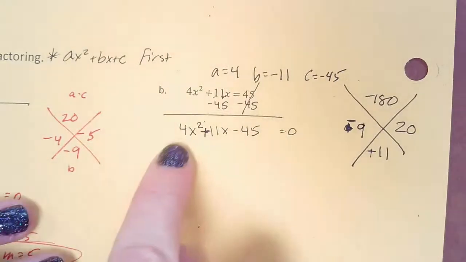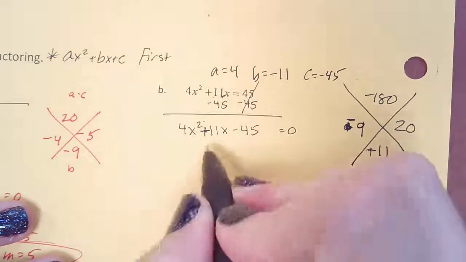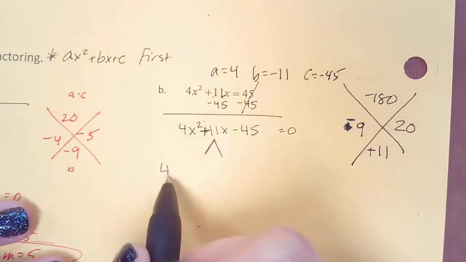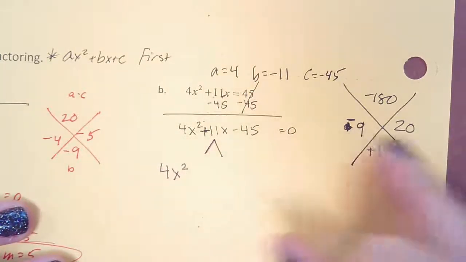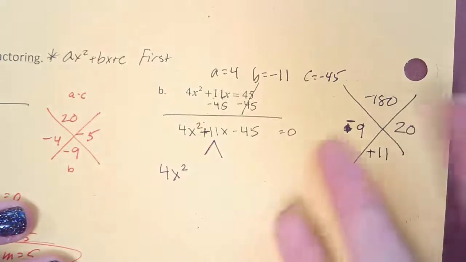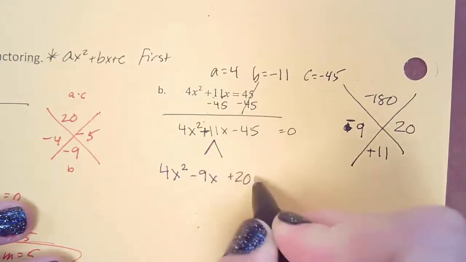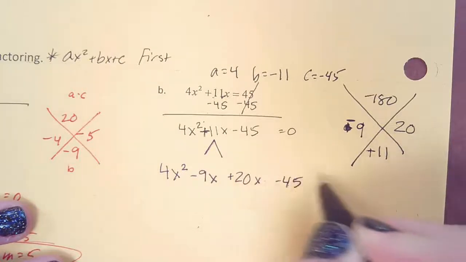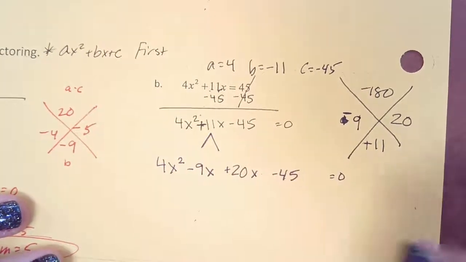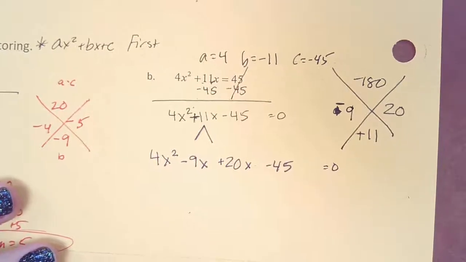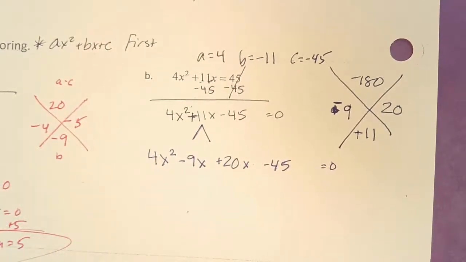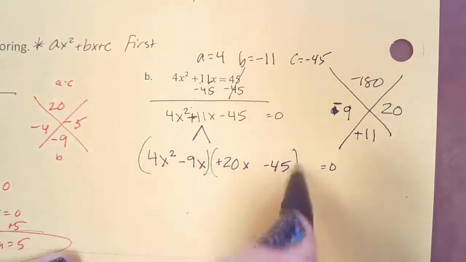I cannot use my shortcut because my first term is not 1. So I must split the middle term. 4x squared. It does not matter which one I drop down next. I'll just do the 9 first. So minus 9x plus 20x minus 45. I'll throw the equal 0 to the side. Now I'm going to go ahead and do the grouping. First two together and last two together, plus in between them.